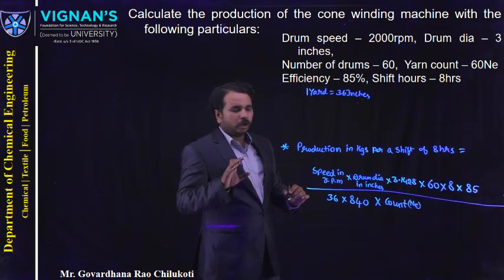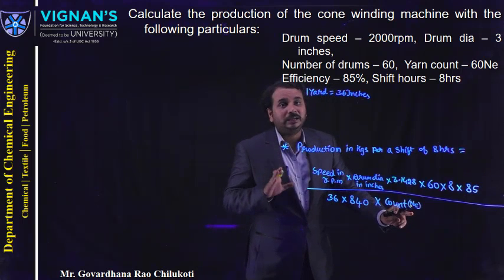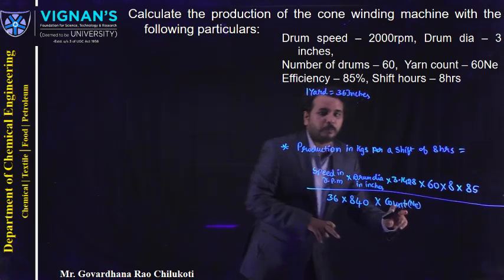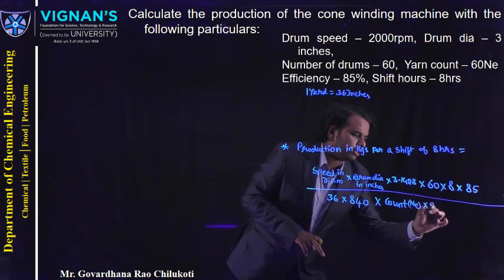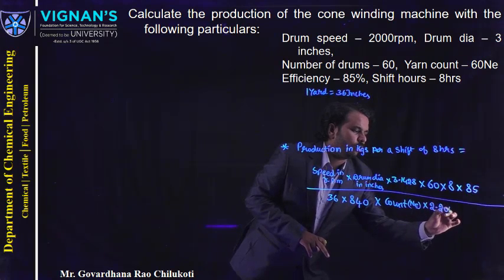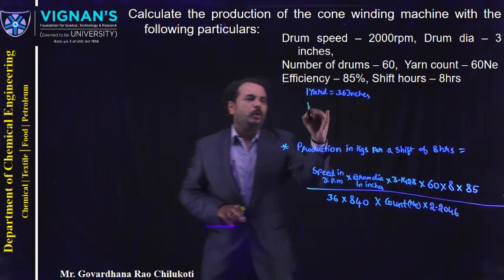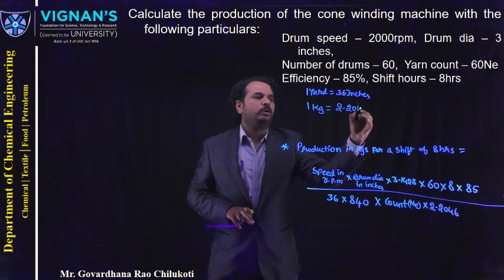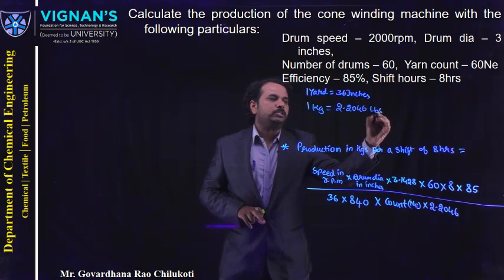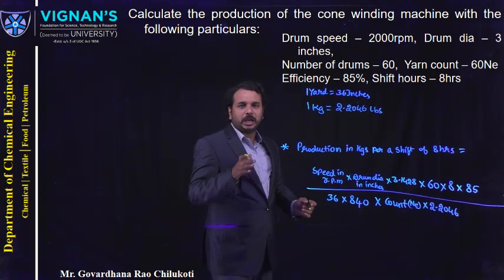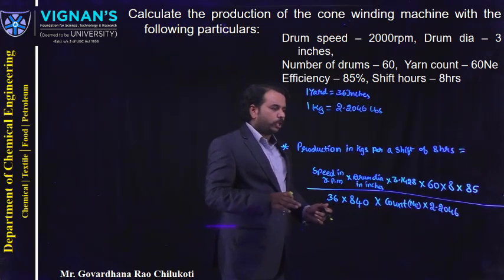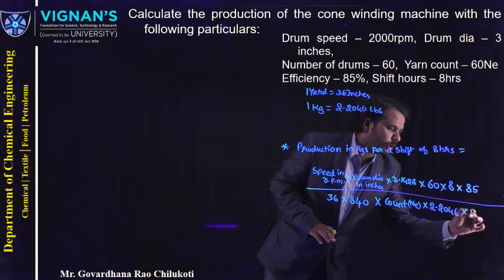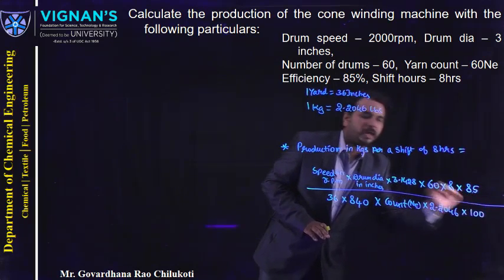Okay. So up to here we got the weight in pounds. After pounds, we divide by 2.2046, because 1 kilogram is equal to 2.2046 pounds. So we have converted pounds to kilograms. And this 85 percent is the efficiency, so for the percentage, 85 divided by 100.